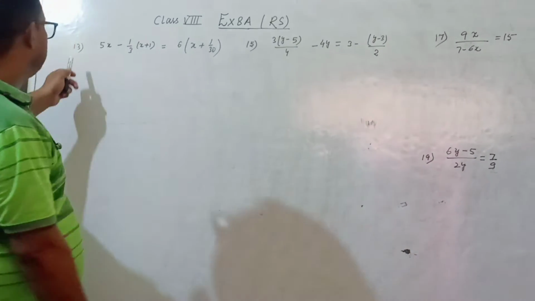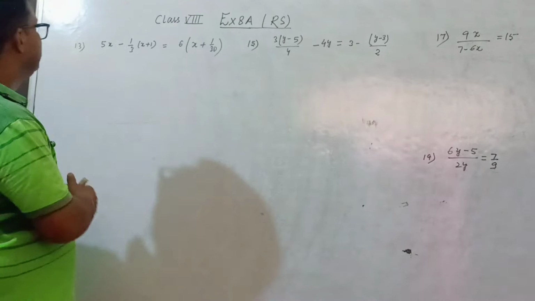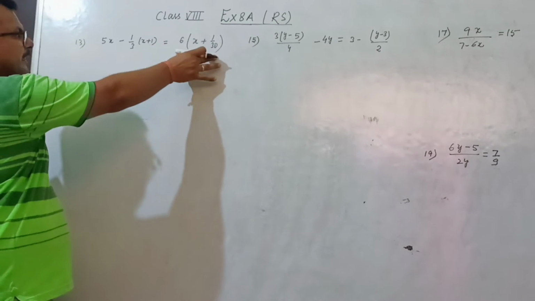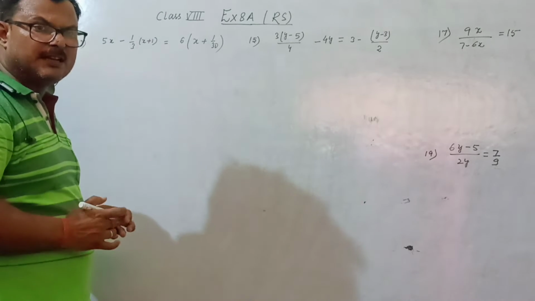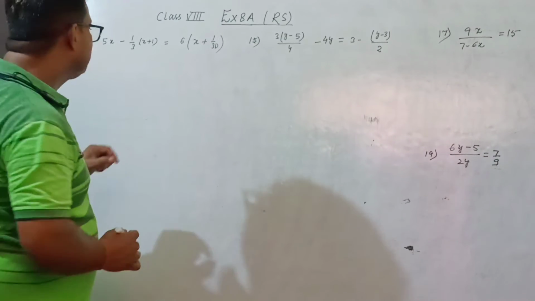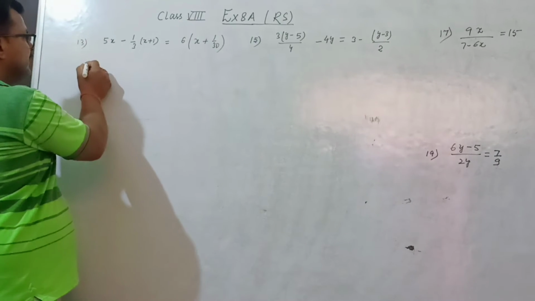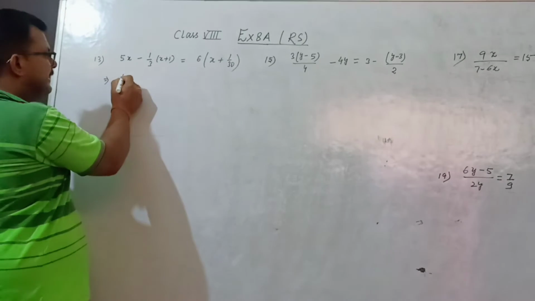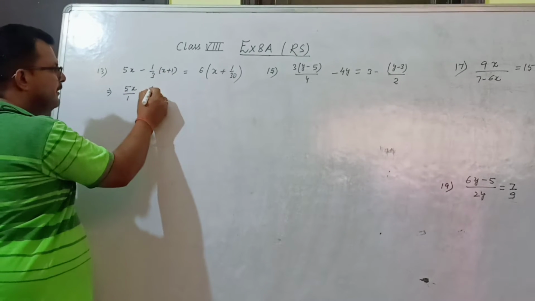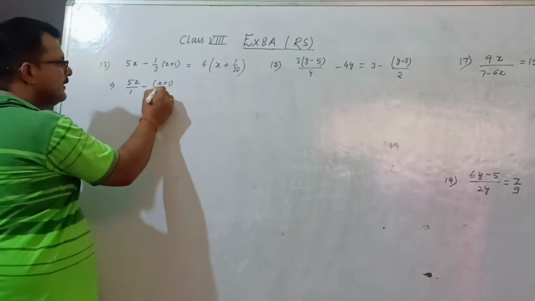Hello. So in question number 13, you have a sign of equality. Here are many terms, and two more terms, and other operations are also given. You have to simplify. See how it can be written as a fraction: 5x upon 1. This can be multiplied with 1. It will be (x plus 1) upon 3.